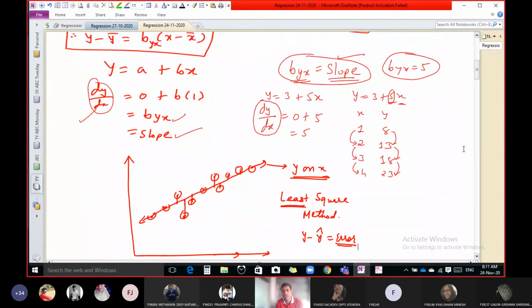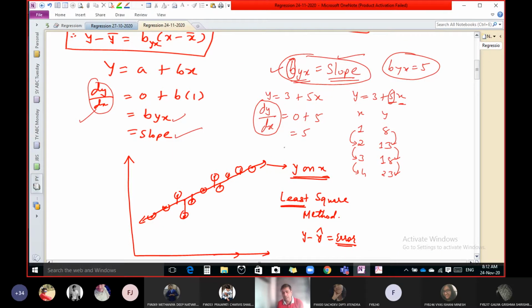Now the question is, once we have a value of b, you can use a value of x to estimate the value of y. The question is how to find out b. There are different formulas to calculate b. Now, on which basis are we able to find the value of b, by which criteria are we able to obtain the formula of b?